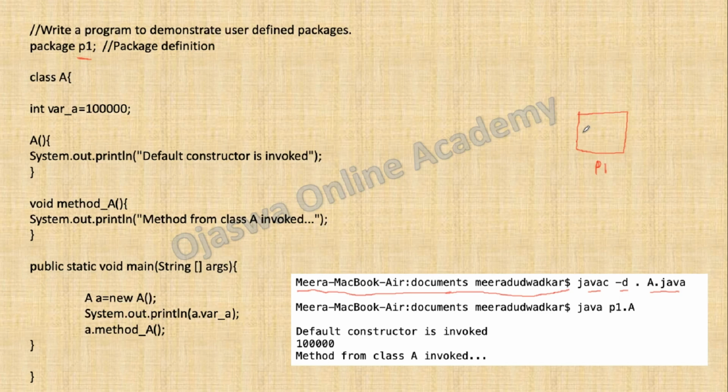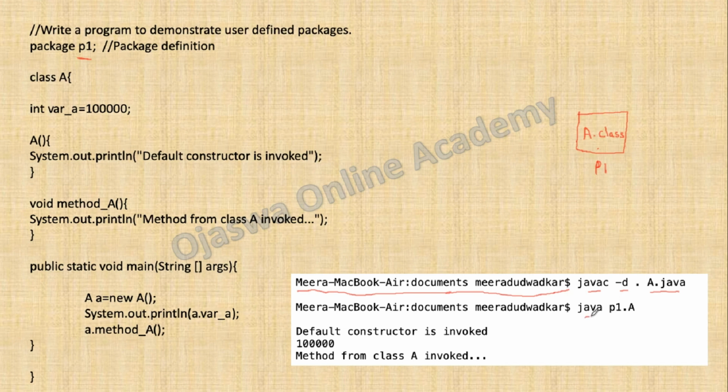And inside this package p1, a class file will be created, that is A.class. So this is how the package is created and your class file is placed inside the given package. Now how do you execute this file? You need to tell the interpreter that my class named A is present inside package p1.